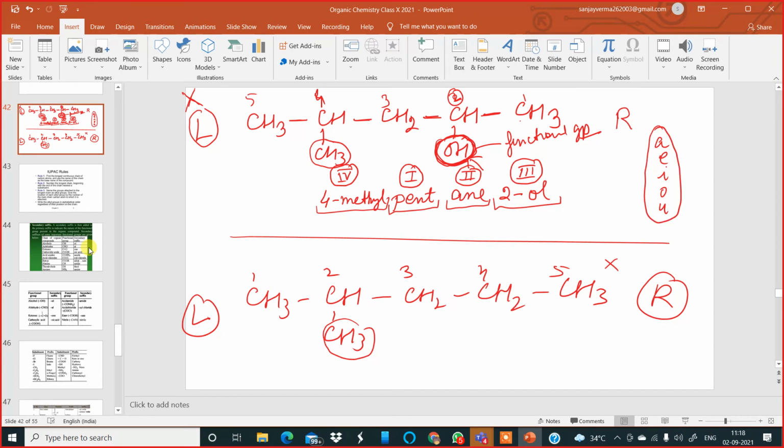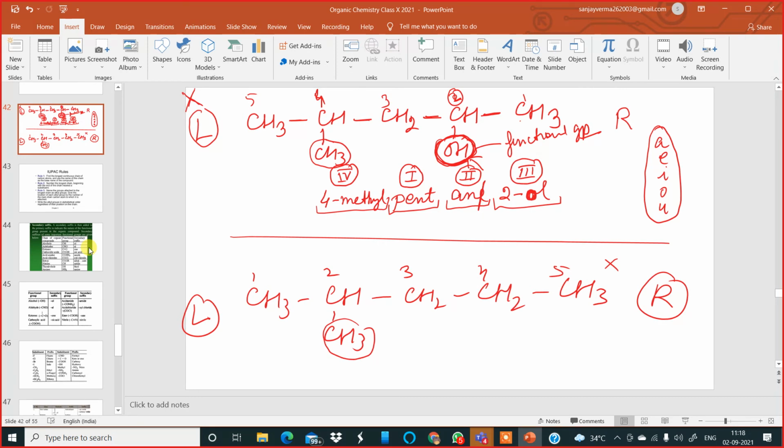Now in the secondary suffix, if there is a vowel, like this O, is it a vowel? Yes. So if there is a vowel in the secondary suffix, then the last alphabet of the primary suffix has to be dropped. That means this E has to be dropped. We don't write it in the final answer.